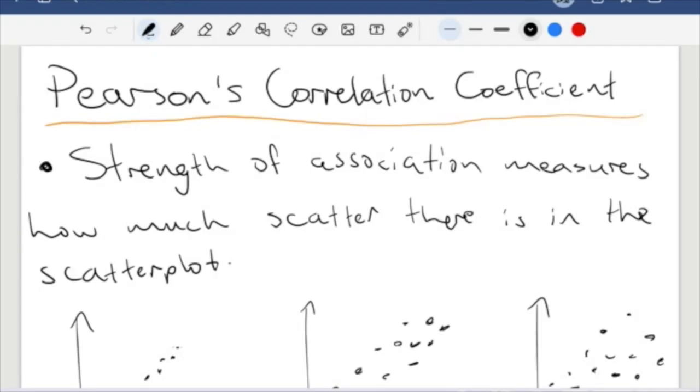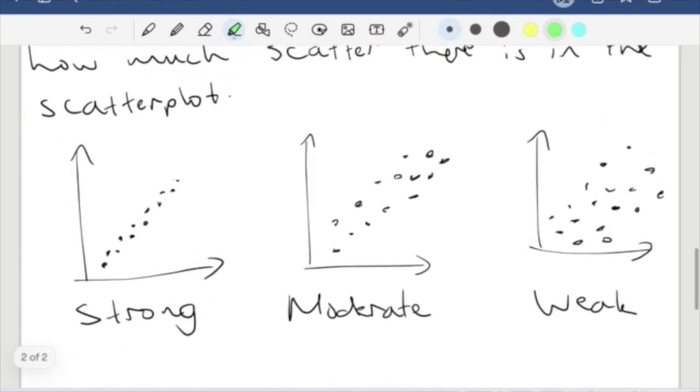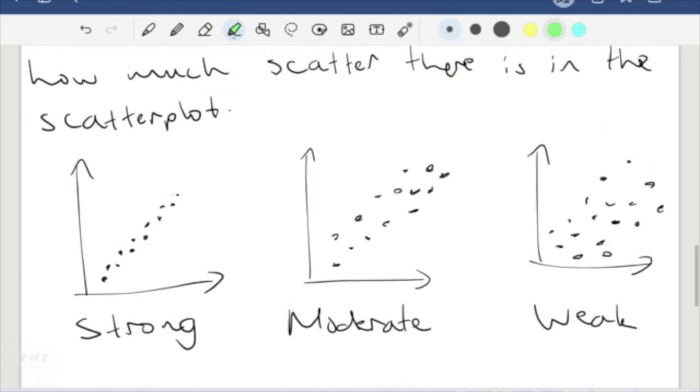Okay, so in this video we are introducing what is called Pearson's correlation coefficient. And before we go into this, I just want to bring your attention back to something we discussed in the previous video, which is when we talked about the strength of an association as a means of measuring how much scatter there is in a scatter plot. Now, I introduced these three in the previous video. We looked at a strong, moderate, and weak association.